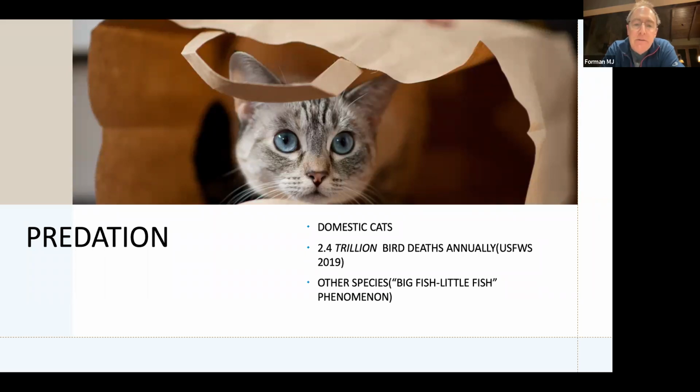Other species, in addition to cats, can be causes of predation. And what I like to call the big fish, little fish phenomenon is just part of nature. So little birds are eaten by bigger birds that are eaten by bigger birds. So that, unfortunately, is just part of the natural life cycle. Little owls, cute pygmy owls, unfortunately, are picked off by great horned owls. And great horned owls can be picked off by bigger birds, and it just goes on and on.